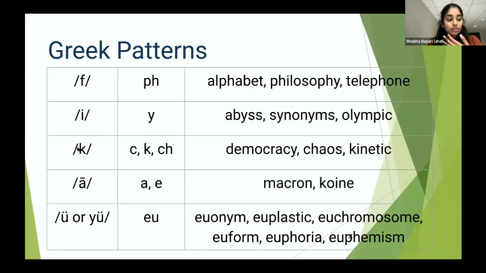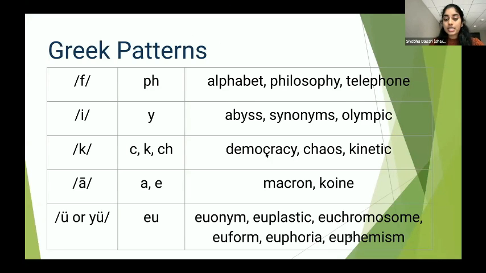The next one is the K sound in Greek, which can be spelled with a C, a K, or a CH. In Latin, like we said, it's usually only a C, but in Greek, it can be spelled in all of these different ways. Again, it usually comes down to knowing what roots are associated with the different words to know whether to use the C, K or the CH. I think it depends on roots also, but the most common are usually the C and the CH. The K is a little bit less common, but you'll still see it in some words.